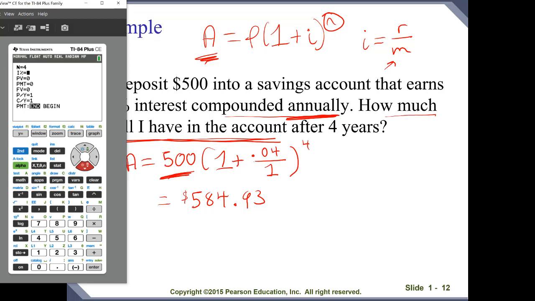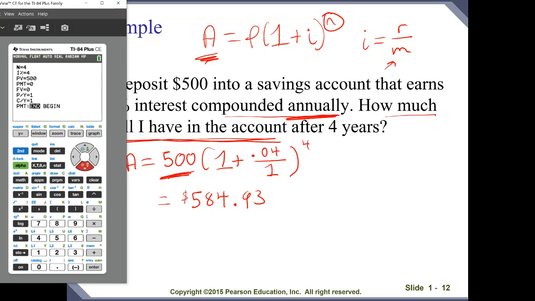The interest rate. For TVM Solver, you put interest rates in as percents, not as decimals. So 4% interest, you would type in a 4. PV is present value. That is our principal. So here I deposited $500.